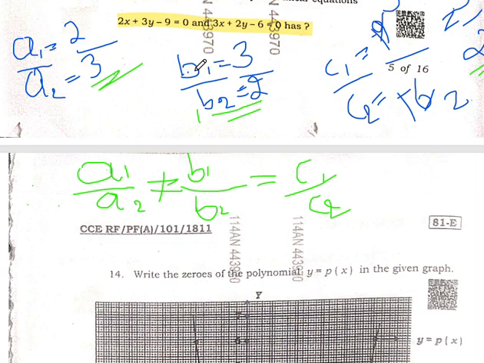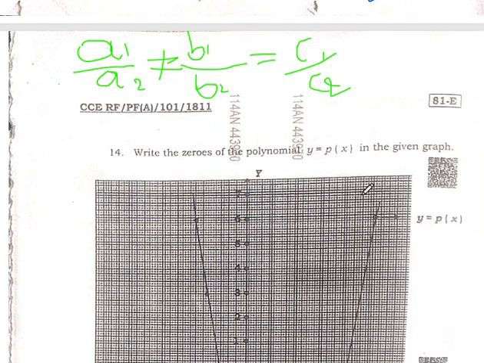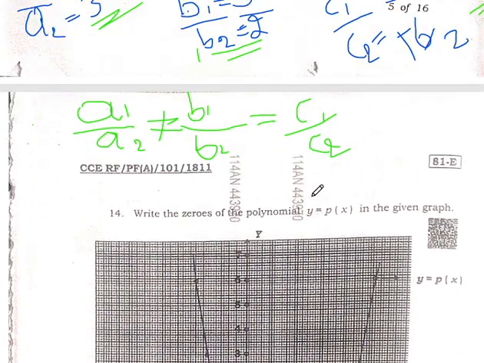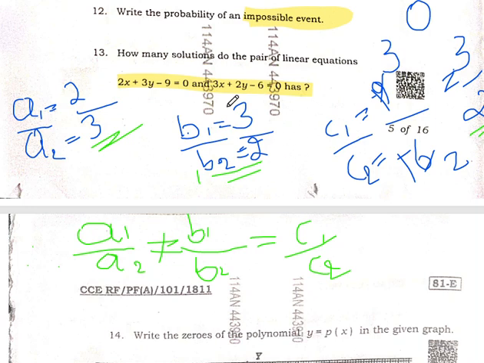You should know three conditions. If you get A1 by A2 not equal to B1 by B2, which is equal to C1 by C2, it has a unique solution. The other two conditions, you have to study. In the previous question they asked only how many solutions it has, so I have to solve like this and write the conclusion.